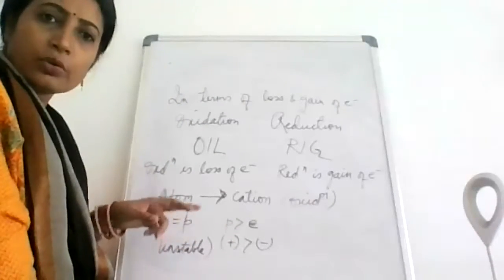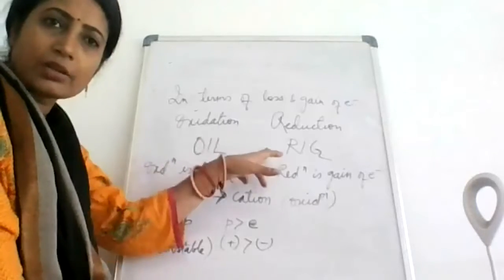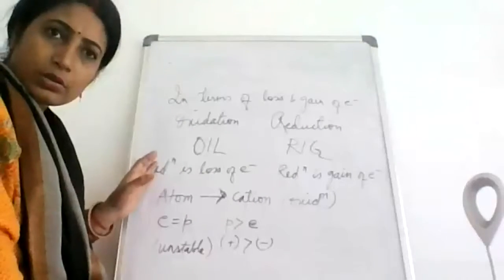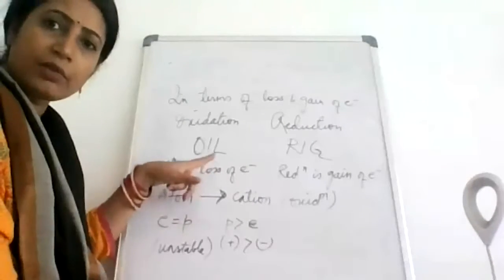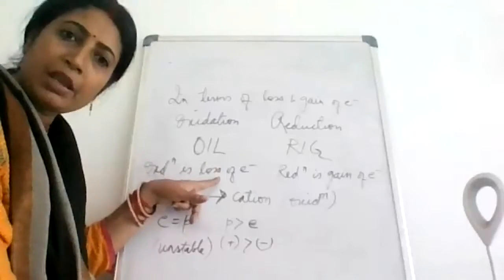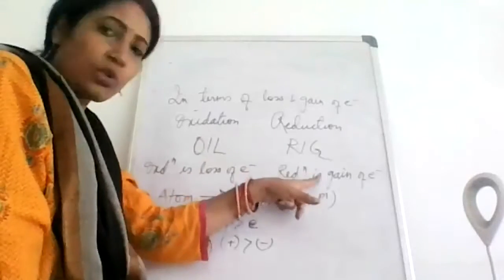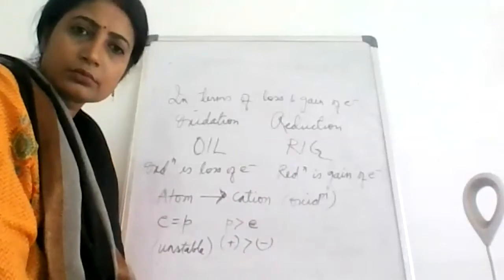Don't switch off your videos. So we are discussing here oxidation and reduction in terms of loss and gain of electrons. You should know, whenever loss of electron takes place, it will always be oxidation. When gain of electron takes place, it will always be reduction.